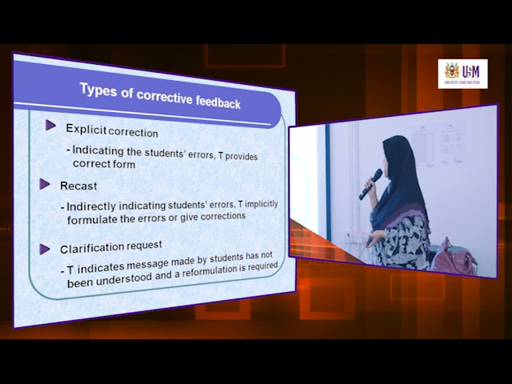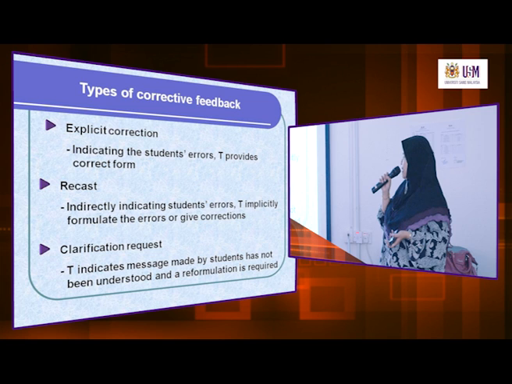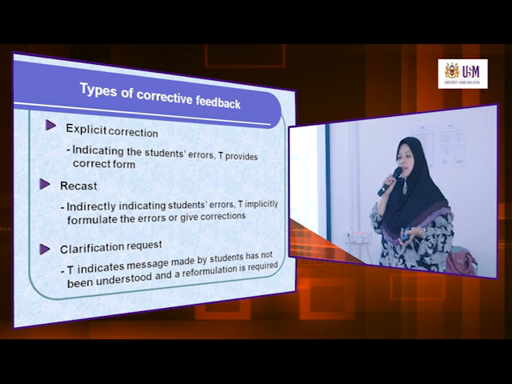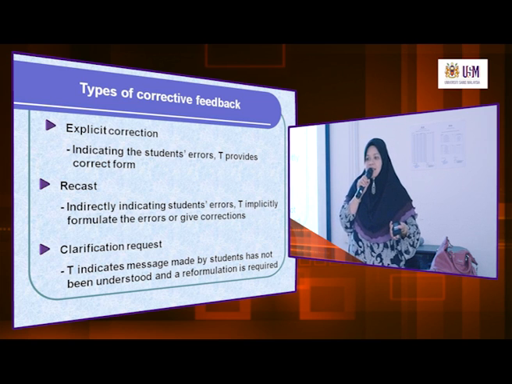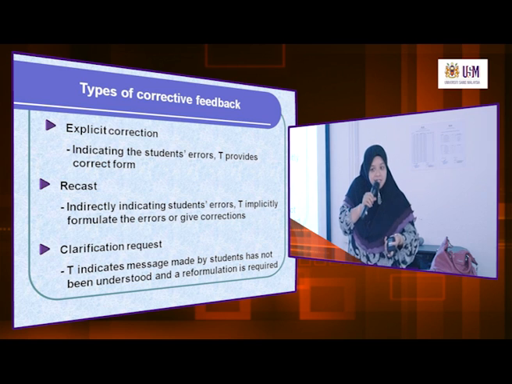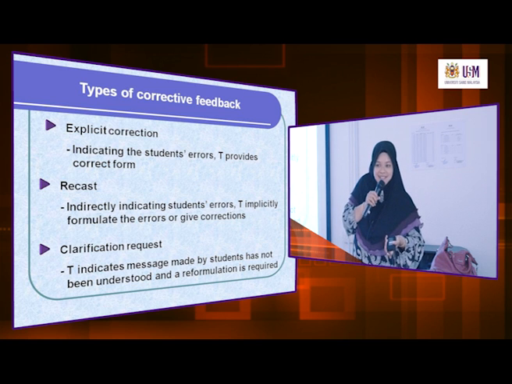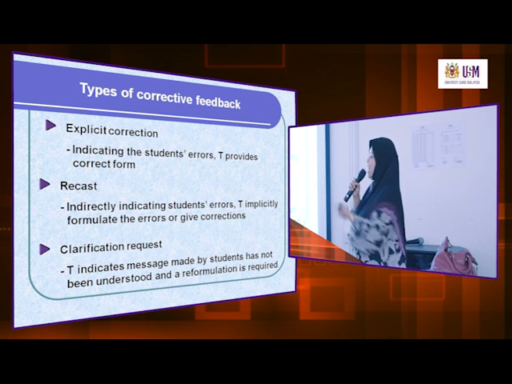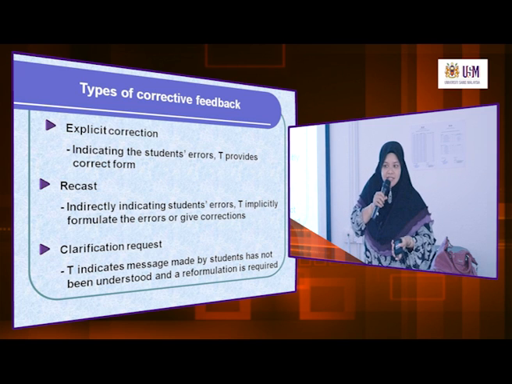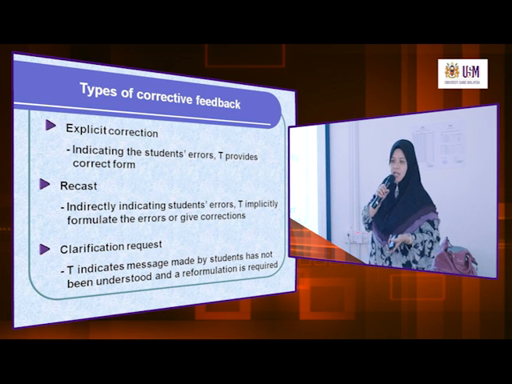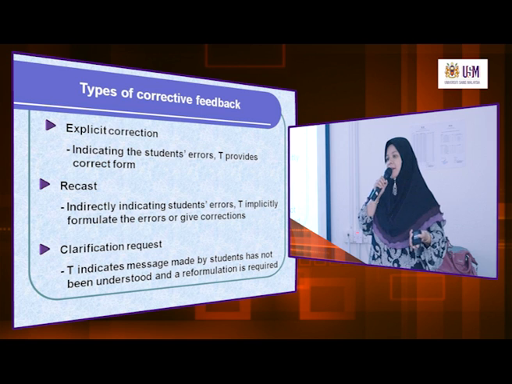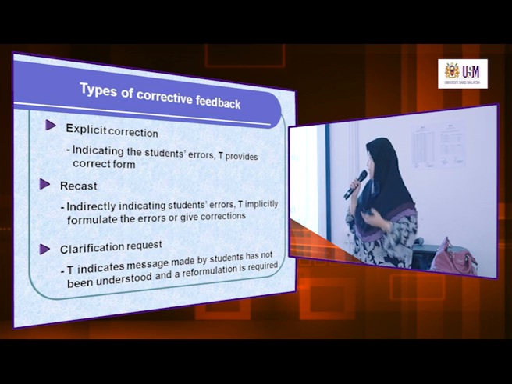Clarification requests. The teacher indicates that the message made by students has not been understood and a reformulation is required. So when you say, okay, I saw 2 mouses last night. Mouses? Do you mean mice? That is clarification. Oh, mouses, what is the correct plural for mouse? That is a clarification request, when you ask the students back what they have said. Okay?